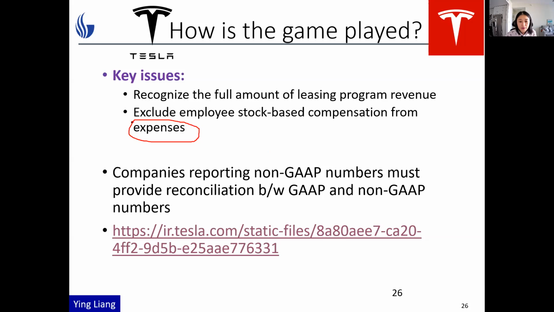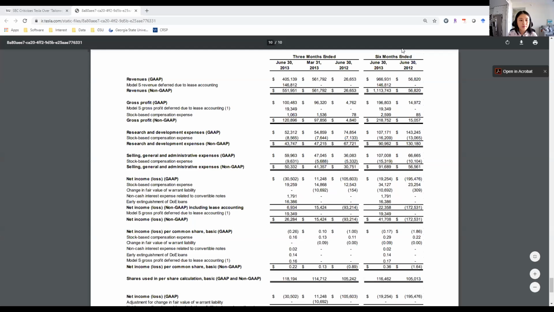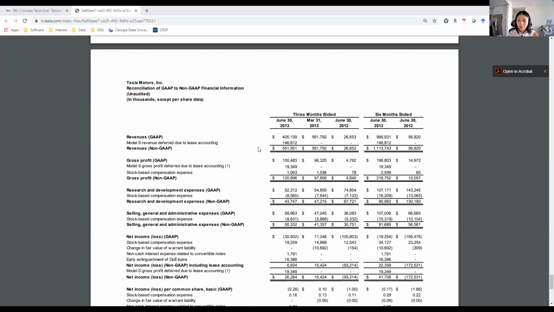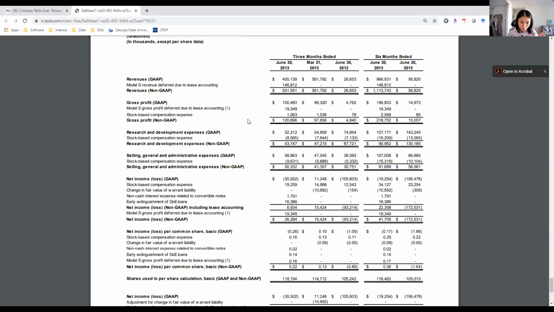What do they remove? They remove the employee stock-based compensation. Well, that's a common thing to remove; in the previous slides, we talked about this. Now, let me switch to Tesla's non-GAAP reporting. I also posted this article in our background reading. This is Tesla's non-GAAP earnings, and on the last page, remember our Sarbanes-Oxley Act requires a reconciliation between GAAP and non-GAAP. This is Tesla's reconciliation. Now we can quickly browse it.